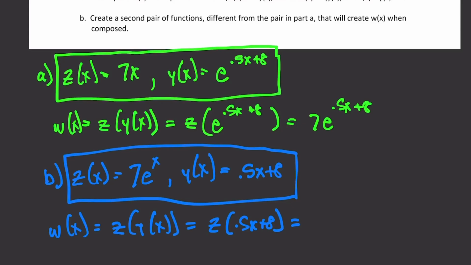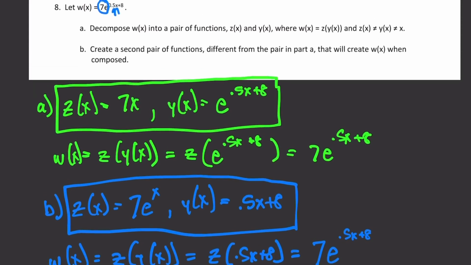Now what I need to do is take this 0.5x plus 8 and put it into z. Well, up here I said z equals 7 times e to the x. Well, my x is 0.5x plus 8. So again, all I need to do is compare and make sure that this is equal to the original, and it is.